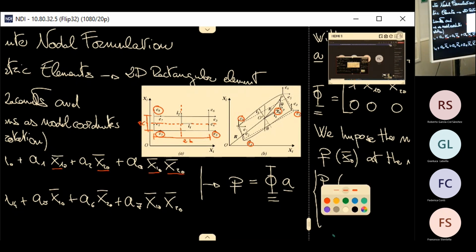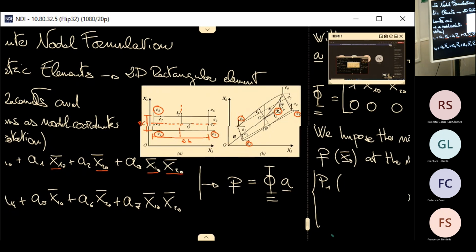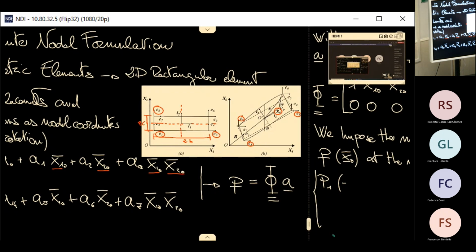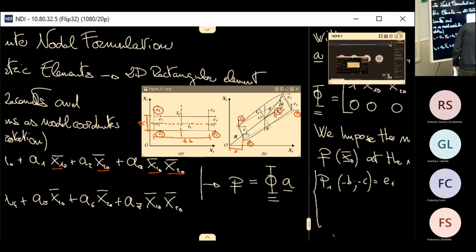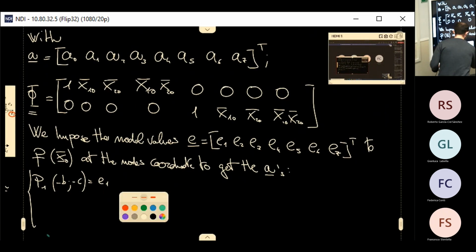Meaning that here, I have to write that the position along P1, X1 of, for example, node 1, so we have minus B, minus C, must be equal to E1, right? Again, do not make a mistake. E1 is not a displacement in this case, it's a position. I know the image can be a little bit misleading, but here E1 is this one. This is E1, for node 1. Is this clear? And we do the following for all the nodes. So a little bit of patience and we do it.